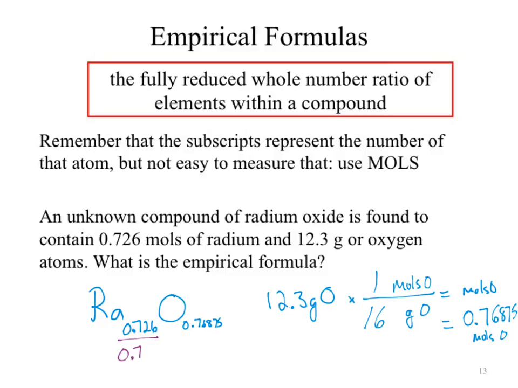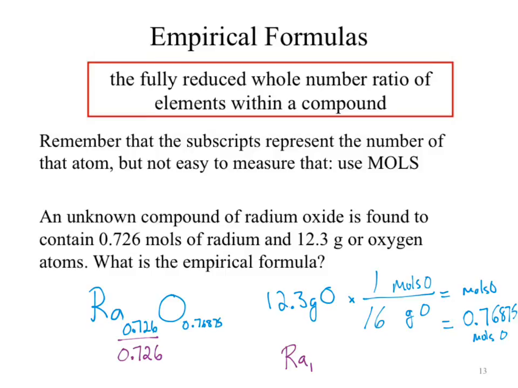Divide it by itself. If you square it, it's not going to get a whole number either. If I divide 0.726 by 0.726, what does it become? 1. So I would get Ra1. What should I now do to the oxygen? Divide by 0.726.